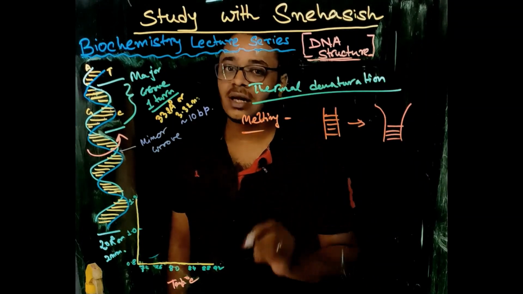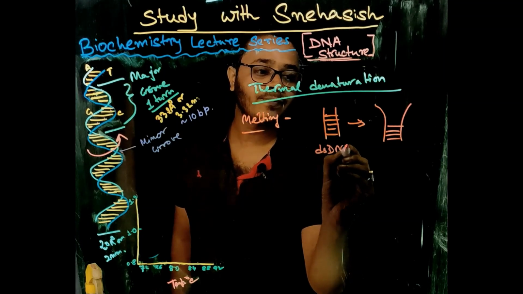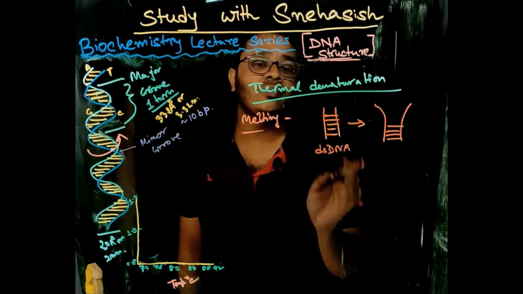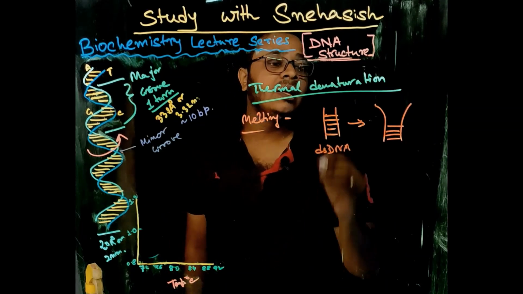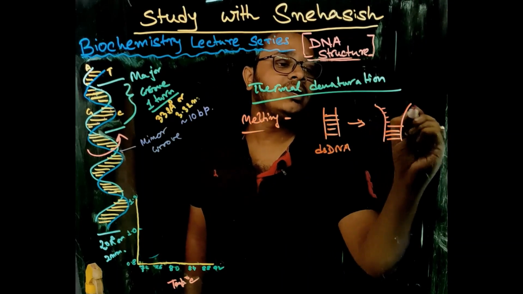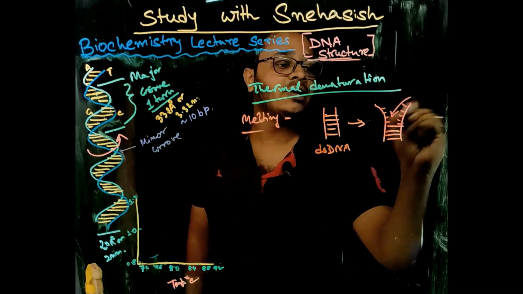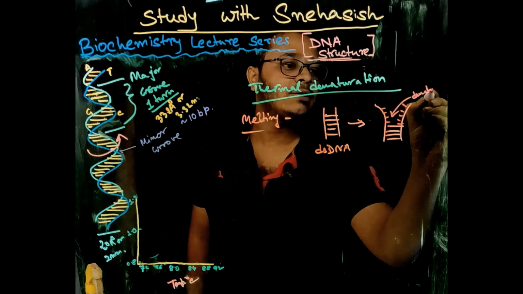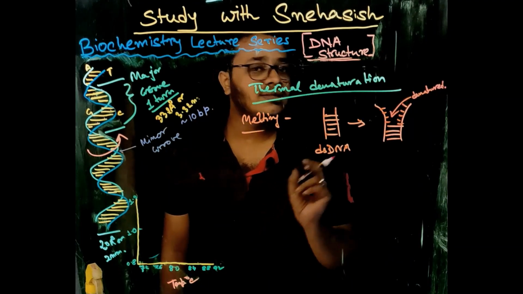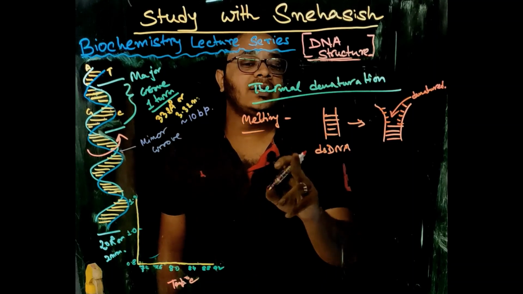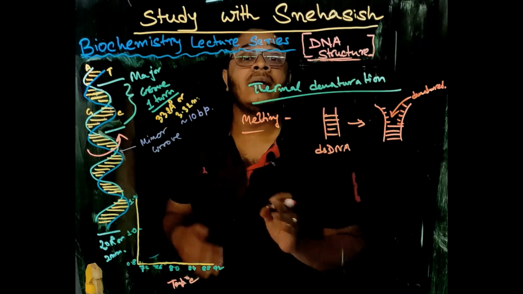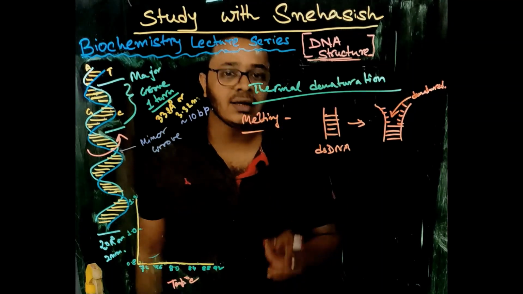Here we can see this is a double-stranded DNA, dsDNA. After temperature, that is, due to thermal denaturation, where temperature is used to denature the DNA, after a certain temperature the DNA is denatured like this. So this part of the DNA has been denatured. So DNA denaturation does not mean that the DNA is disintegrated into pieces. Rather, DNA denaturation or DNA melting means that the double-stranded DNA is melted into single-stranded DNA.